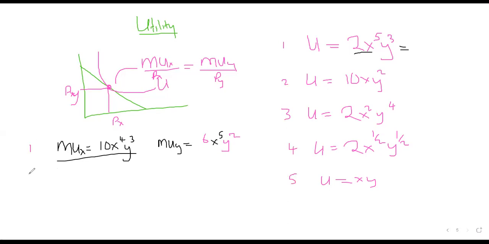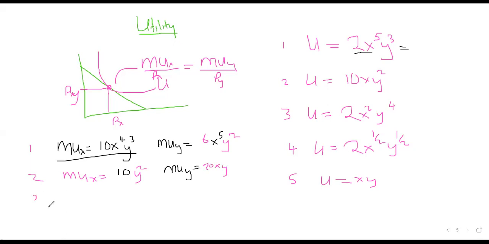So this is question number 1. Question number 2, marginal utility of x. Which one is our dummy? y^2. And what are we differentiating? 10x, so 10x is 10. How about marginal utility of y? What are we differentiating? Our dummy in this case is what? X. We're going to remain with 10y^2, which is 20y.